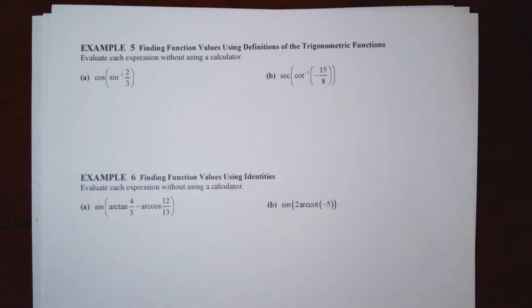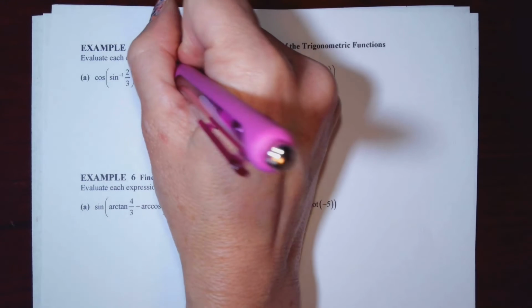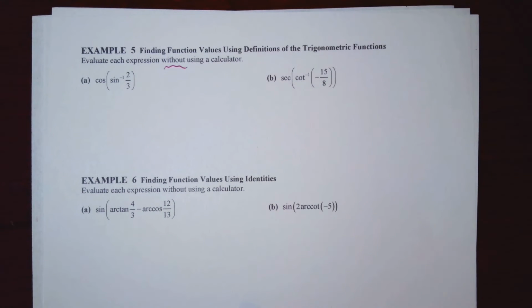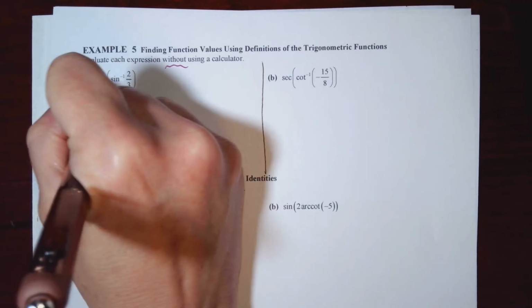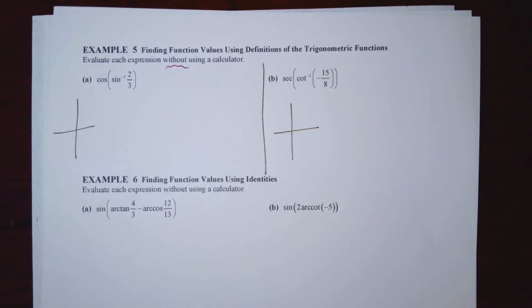For this next bit, we are evaluating the expression without using a calculator. Without using a calculator, that means I'm going to be giving exact values, so I can expect that I have another way to look at it. And for this case, we're going to be using sketches of these angles. So let's go ahead and set that up so that we can do our sketch of our angle.